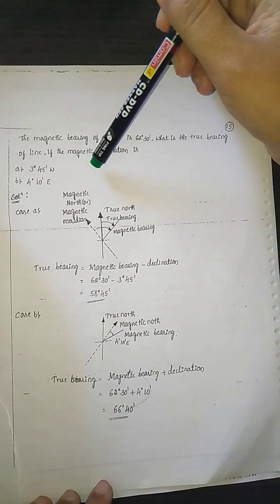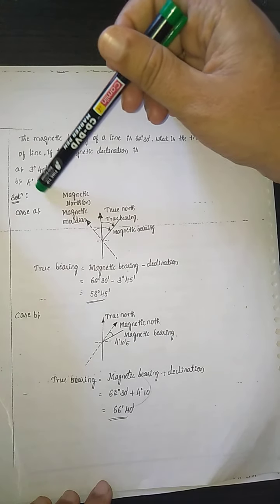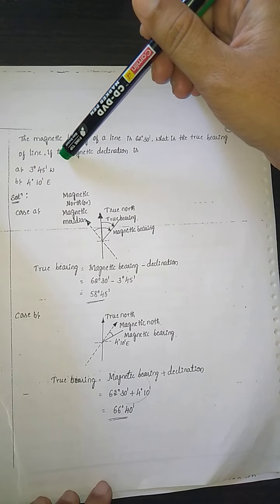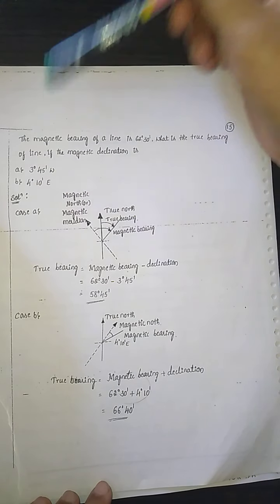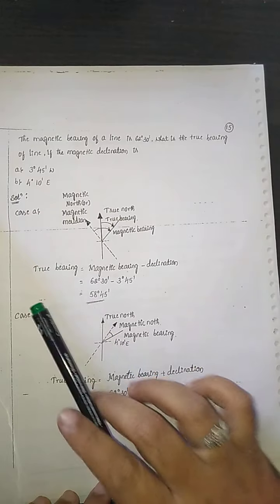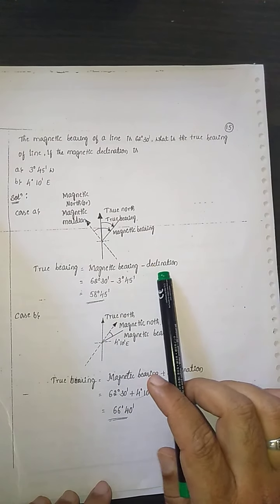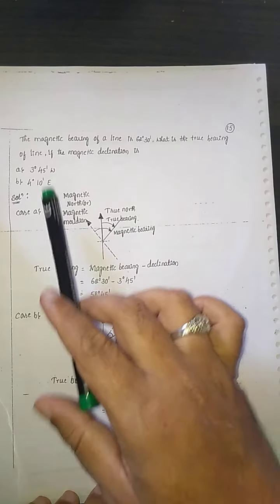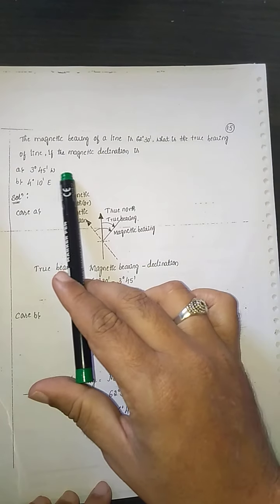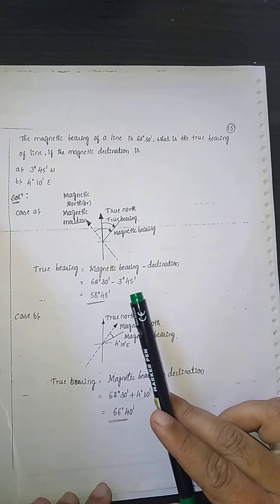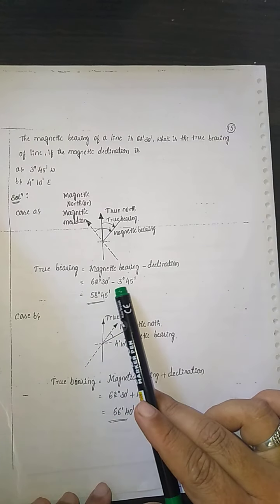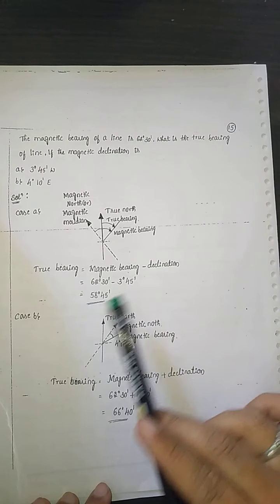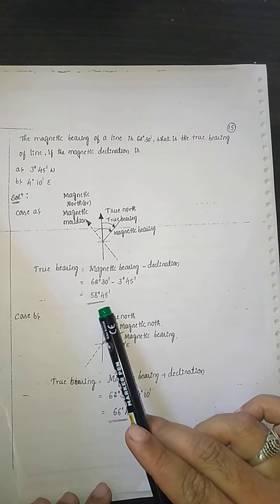Now we are going to use plus sign when it is towards the east, and we are going to use the negative sign when it is towards the west. So we will solve for the first case. True bearing is equal to magnetic bearing minus declination. Why minus? Because we are going to find the true bearing and the declination is towards the west. So it is 62 degree 30 minutes minus 3 degree 45 minutes. We are going to get it as 58 degree 45 minutes.